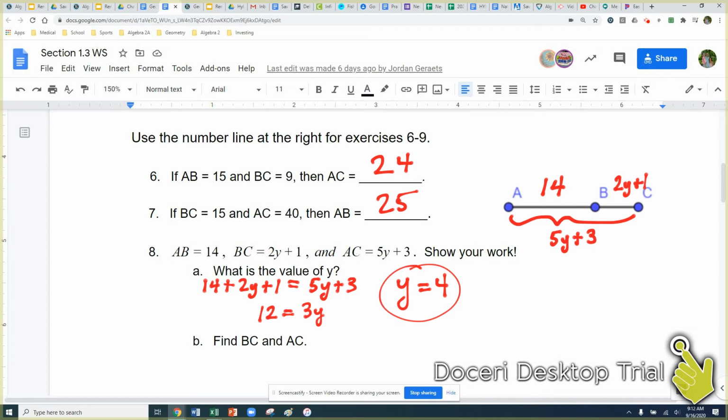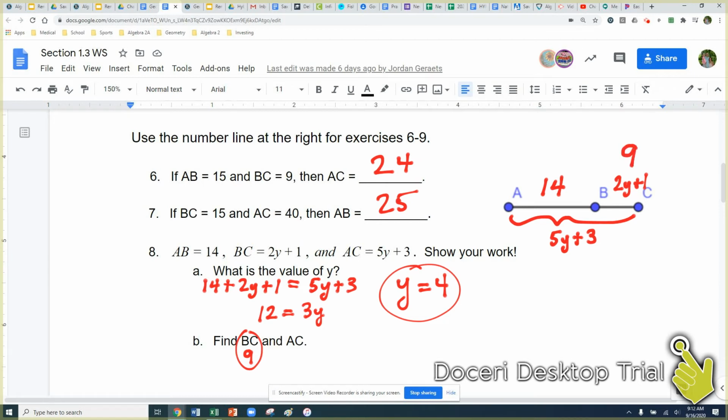Let's start with BC. So BC was 2y plus 1. Now I know what y is, so I'll insert 4 in for y. 2 times 4 plus 1. You guys get 9 for that one? So BC is going to equal 9. So I'm just taking that 4, inserting it back in for y. There's our result.